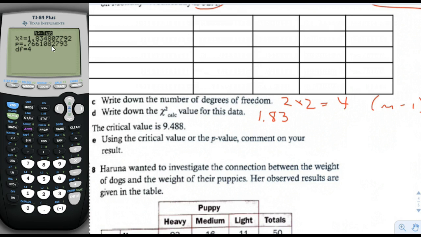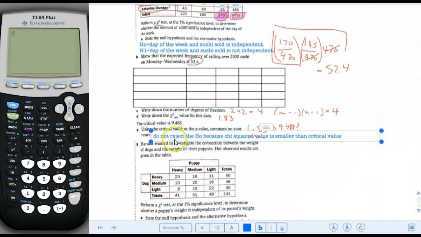And then they tell us that the critical value is 9.488. So is 1.83, the chi-squared value, greater than the critical value, 9.488? No, it's not. So we do not reject the null hypothesis because the chi-squared value is smaller than the critical value. Okay? Moving on to the last problem, number 8.